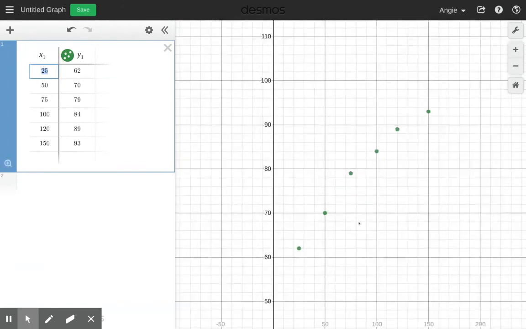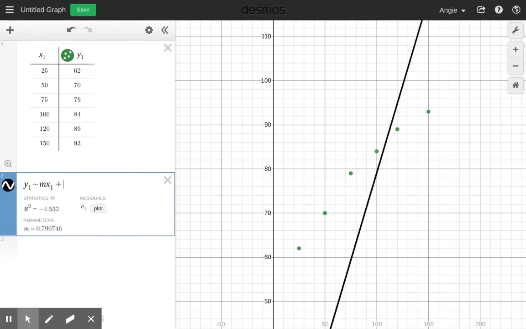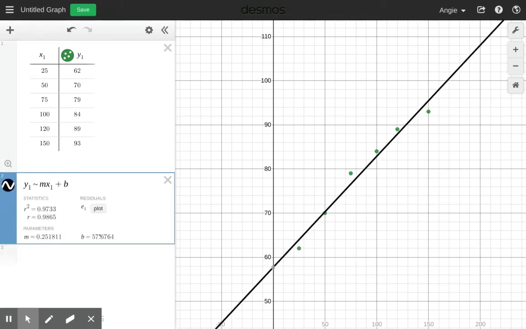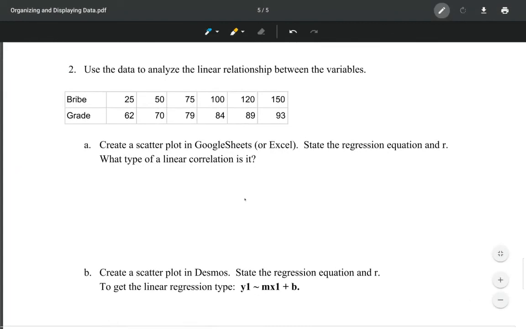And then I'm going to type in Y1, it automatically subscripts, so Y1, and that matches the data value above the second column, tilde, which is in the upper left-hand corner of your keyboard, MX1 plus B. So it gives me the equation of the line, and there's that R value 0.9865 that Google Sheets had given us. Okay, so there's that one. And this was Desmos.